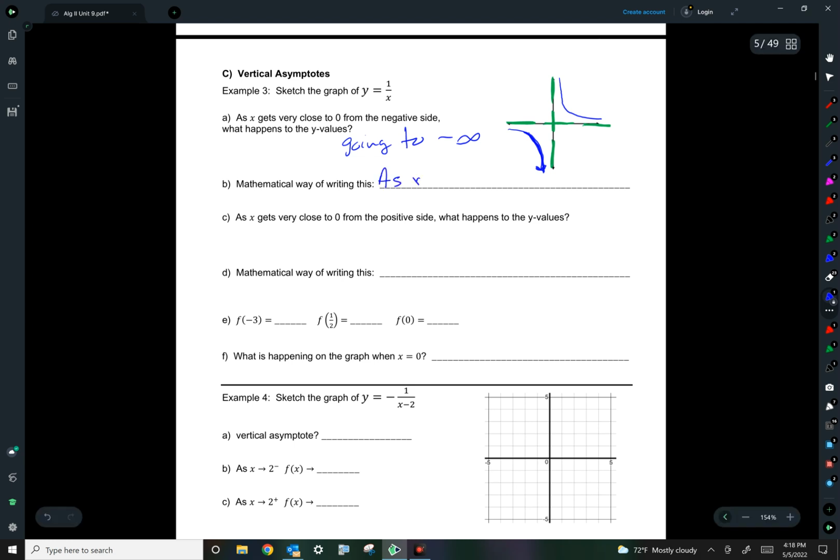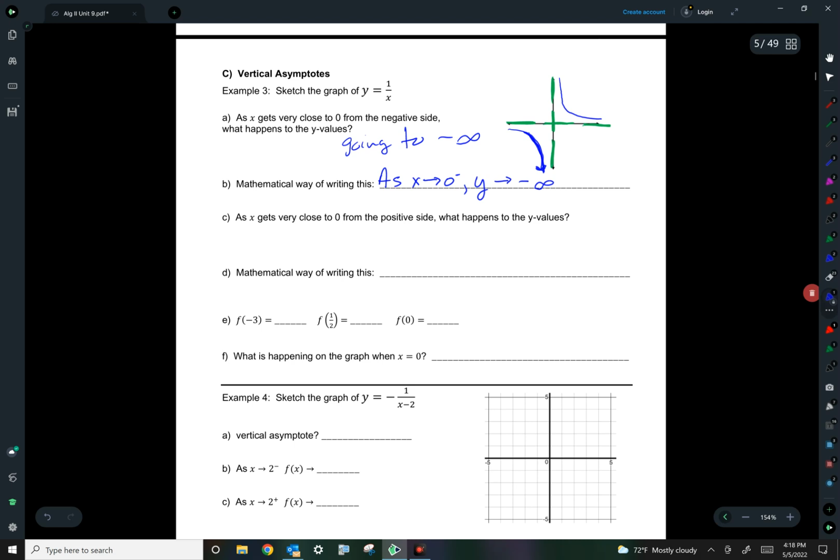Okay? Well, the mathematical way of writing this is to say as x goes to 0, and then I'm going to put a little negative sign, almost like an exponent. That means from the left. So as x goes towards 0 from the left, comma, the y's go to negative infinity. It's kind of a shorthand for saying the words I just said out loud. As x goes to 0 from the left, y's go to negative infinity.